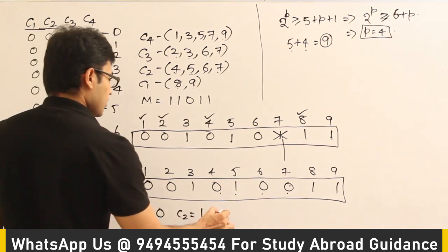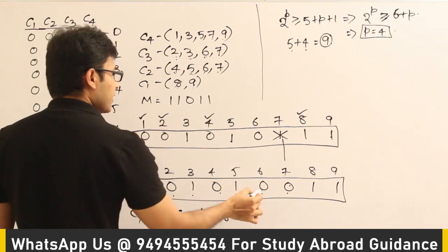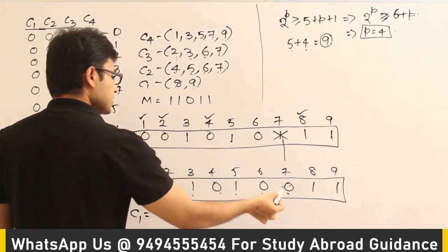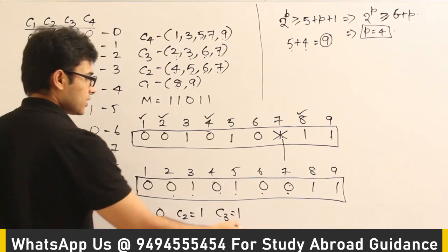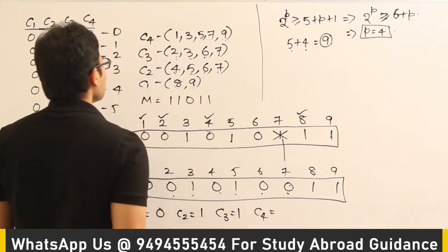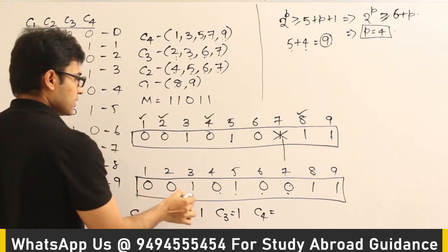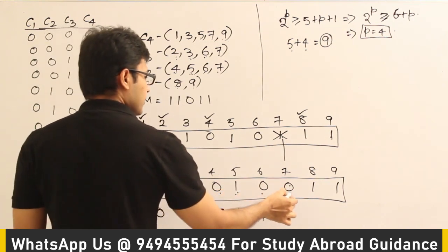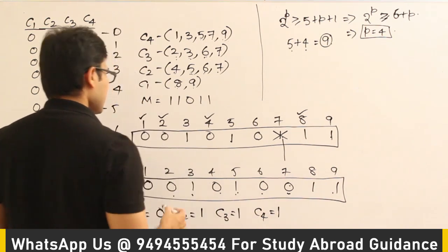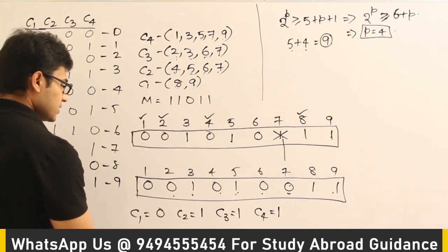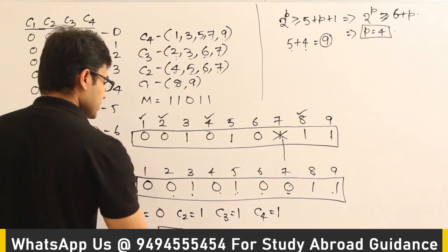So that check is 1. And now C3 is going to take care of 2 3 6 7. 2 3 6 7 has got an odd number of ones, therefore it has detected an error, so 1. And what about C4? C4 is going to take care of 1 3 5 7 9, an odd number of ones, therefore it has detected an error, so 1. Now what is the error? The error is at the 0 1 1 1 position, which is nothing but 7.